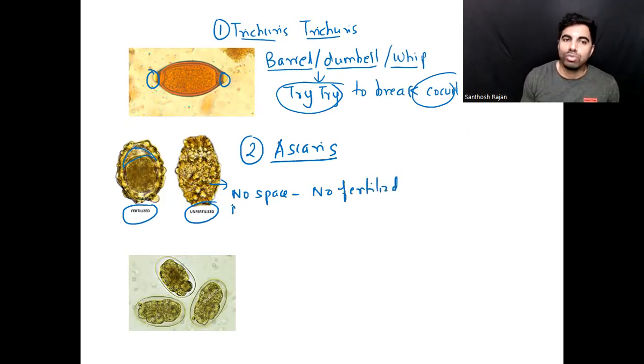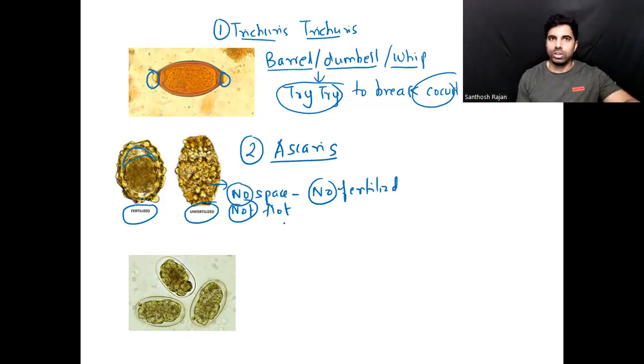Also, it will not float. No space, not fertilized, not floating on the water, and that means they are non-fertilized. So if there is a space and it is floating, then that is a fertilized egg. Okay, remember like that. Okay, Ascaris egg will be like this.